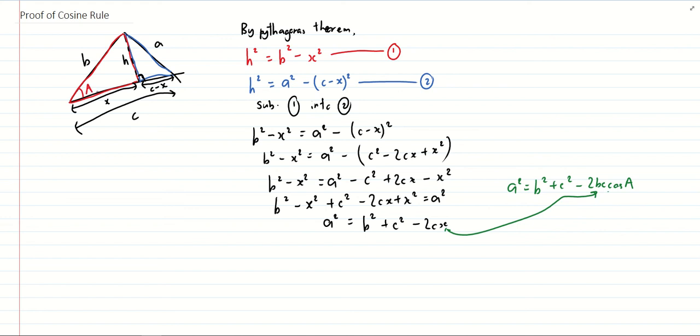Based on this, if I take a look at this length, which is the adjacent, and this length, which is the hypotenuse, I can form another equation using SOH CAH TOA. So cosine A equals the adjacent over the hypotenuse. Making x the subject, I have x equals b cosine A. And if I sub this equation, let's call this equation 3, into equation 4, so sub 3 into 4.